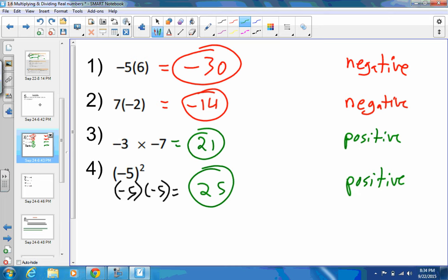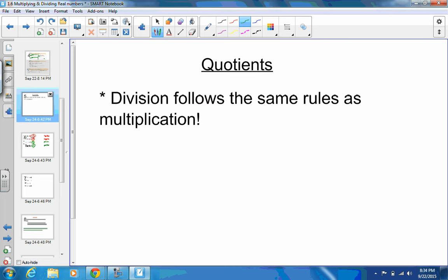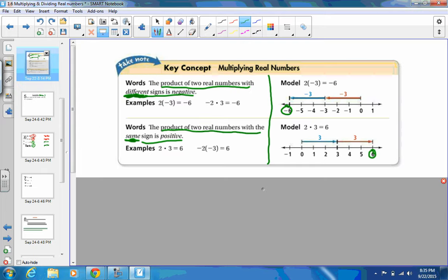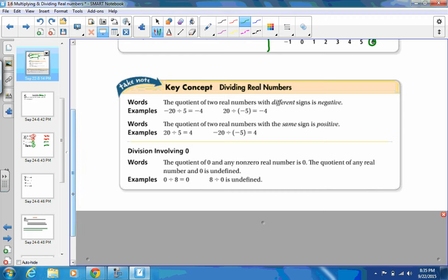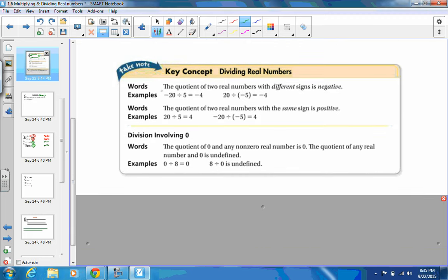All right. Now, quotients or division follow the same rules when you're dividing two numbers. So let's pull this down and say, what about division? Here's our key concept for division. The quotient of two real numbers with different signs is a negative. Just like two different signs with multiplication is a negative, if you have two different signs for division, it is also a negative.